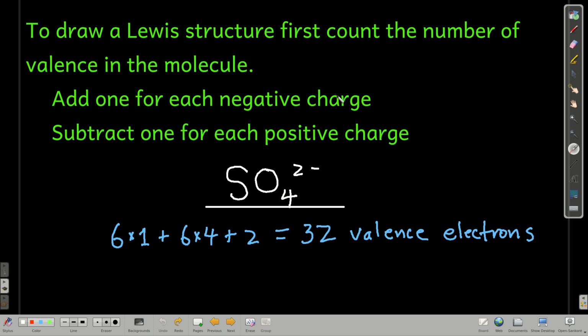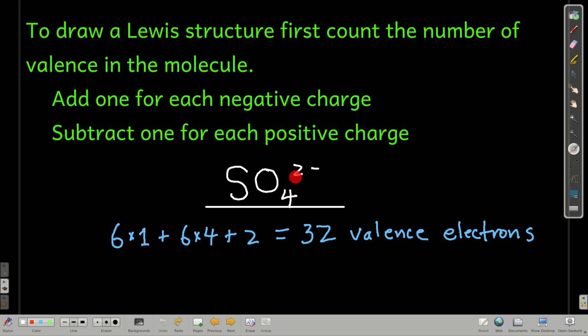So, to draw a Lewis structure, there are several steps. The first step is this. You look at the formula. You'll be given the formula for the molecule, and you're asked to draw the Lewis structure. So you count up the number of valence electrons in that molecule. Sulfur, if you look at the periodic table, you can tell it has 6 valence electrons. It's right beneath oxygen, and each oxygen has 6 valence electrons.